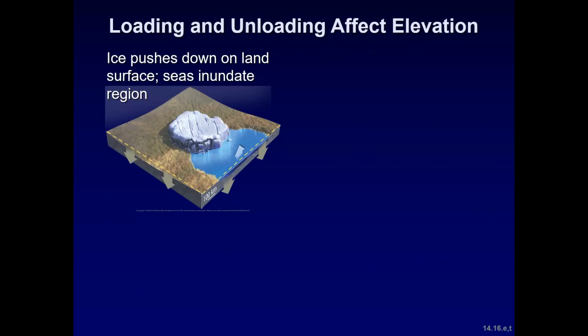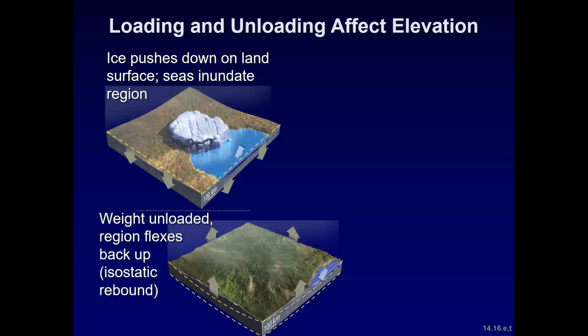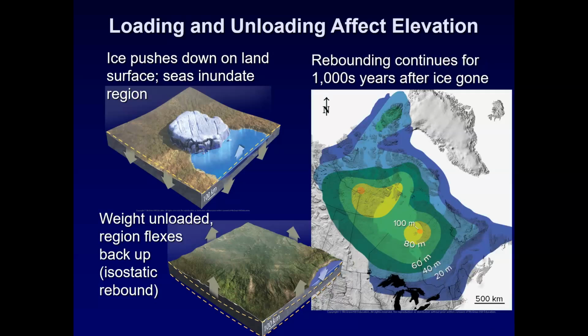So loading and unloading affect elevation. And I'm talking about loading in terms of ice loading the land. So the ice pushes down on the land's surface and the seas inundate the region. When the ice melts, the weight is unloaded and then the region flexes back up. We call that isostatic rebound. Loading and unloading do affect a lot of our elevation.